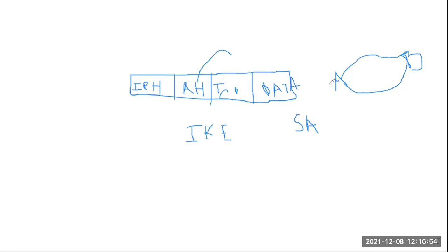And it has two modes: main mode and aggressive mode. Main mode will provide the greater security, and aggressive mode enables the host to establish an IP security circuit more quickly. So aggressive mode does that.